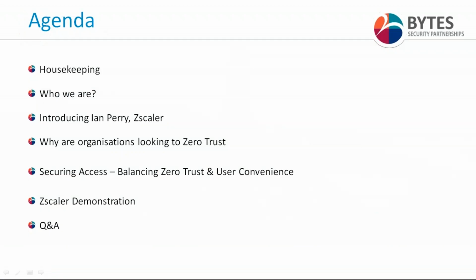So a little bit of agenda for today. I'll do a very short, brief housekeeping in terms of how the webinar is going to work this morning. Brief introduction to Bytes. I will keep it brief because many of you do know us already, and before introducing Ian. Then Ian will be taking you through some of the reasons that organisations are looking to adopt a Zero Trust model and the benefits that that can bring to them, before getting into the nitty-gritty of how that can be done in a way that balances the need for strong security with user convenience, before finishing off with a demonstration of their solution, Zscaler Private Access, which is one of the routes that customers and businesses can take to achieve that Zero Trust user convenient model. We will have a Q&A at the end as well.